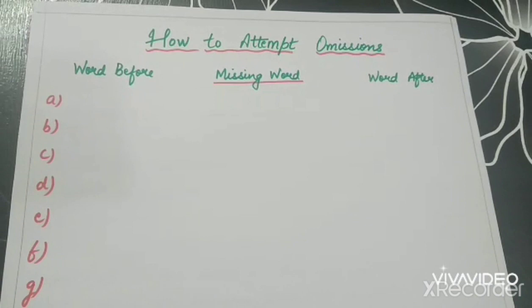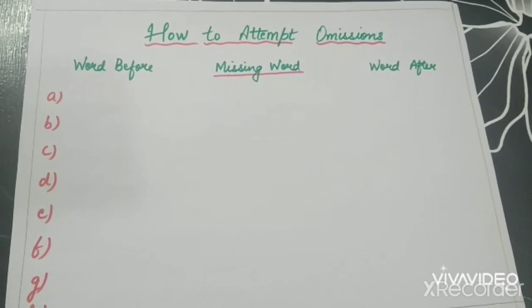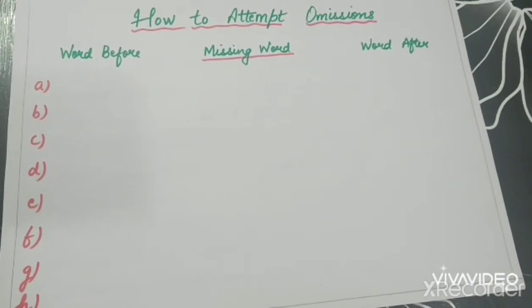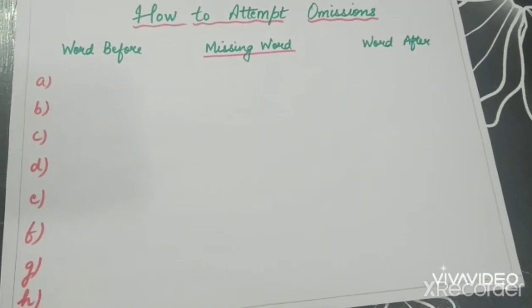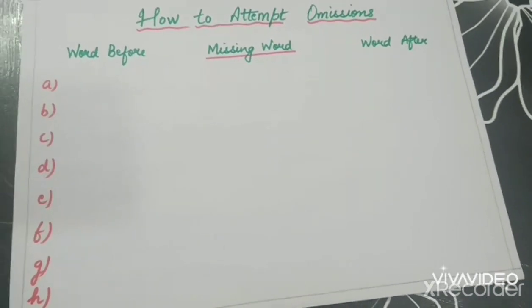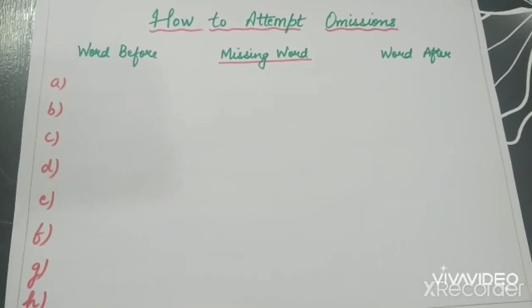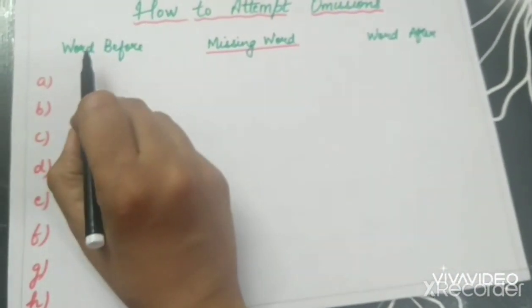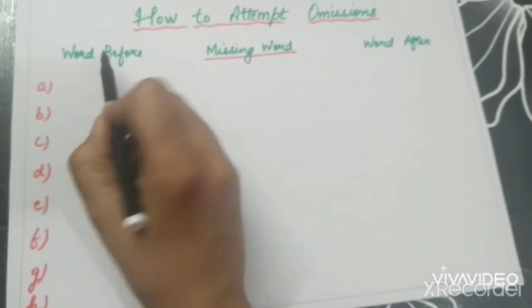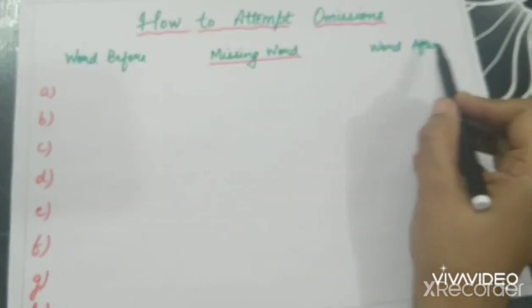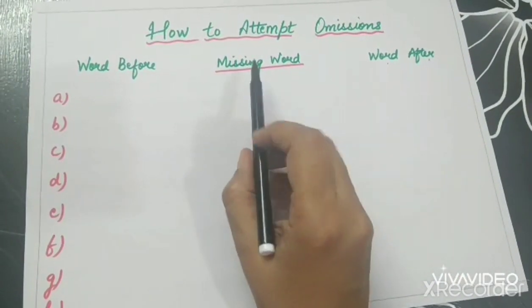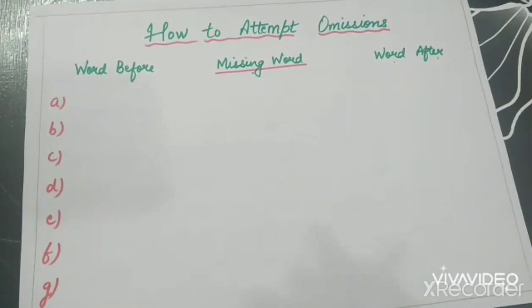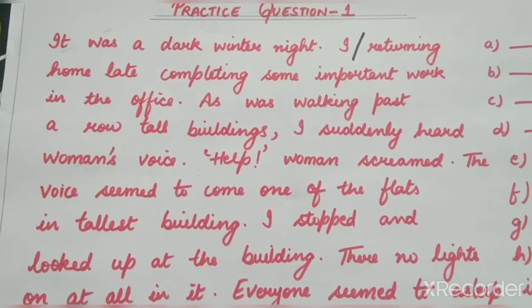Children, I think that you remember that when we did editing errors, in that we wrote incorrect word and then the correct word. But in omissions, you have to follow this method. Kindly be very careful while watching this. How to attempt omissions. In this, children, first you need to write the word before, missing word and the word after. Remember that you have to mark the missing word. Now let's do the practice of omissions.